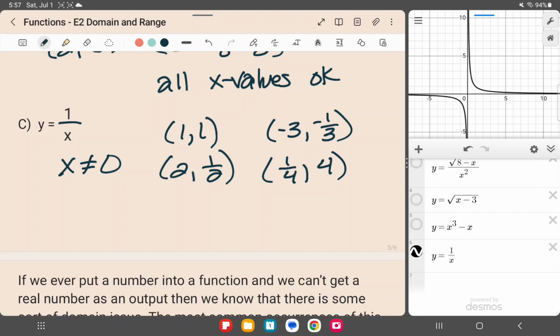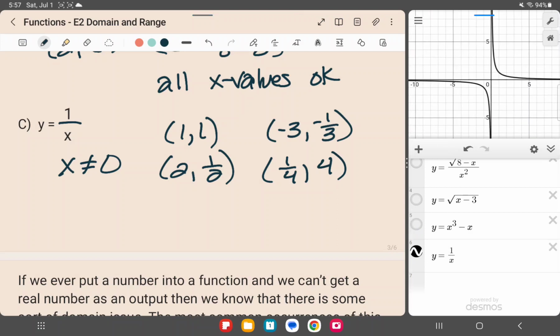Let's take a look at that graph. Yep, I get a vertical asymptote at x equals 0, so that's why that doesn't work. But it looks like everything else greater than 0 or less than 0 gives me a y value.